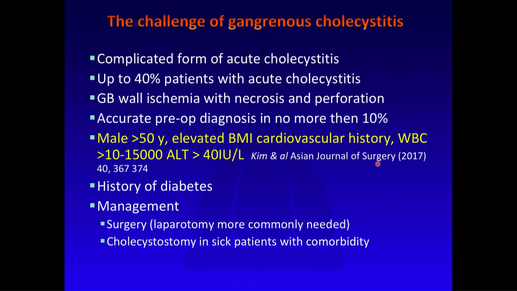So now if I have a patient with right upper quadrant pain, the first thing I do is look at their lab values. Do they have an elevated white count? Typically patients will have an elevated white count over 10 to 15,000. They may have an abnormal ALT. The typical patient will be a male, obese patient with a cardiovascular history or diabetes. And this patient can be very, very sick, so they need really emergent management. Usually it's cholecystostomy first, especially if they're very sick, and then surgical management.